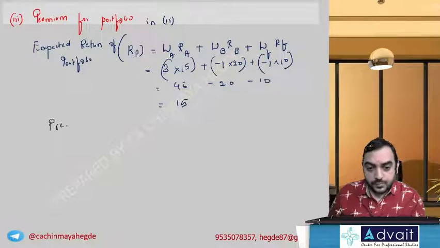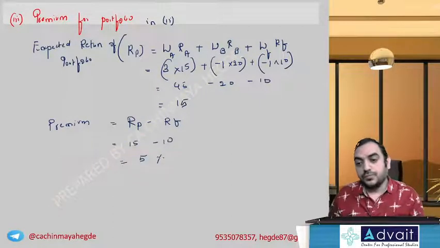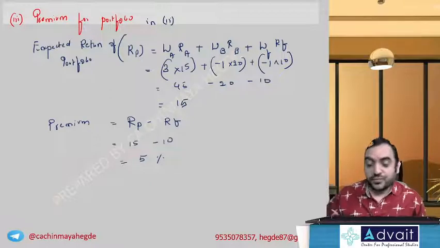Premium is the portfolio return minus the risk-free rate. Portfolio return 15, risk-free rate is 10. So premium is 5%. Over and above the risk-free rate, 5%.